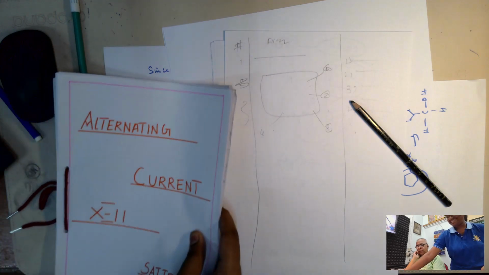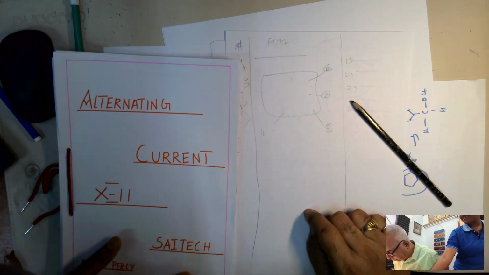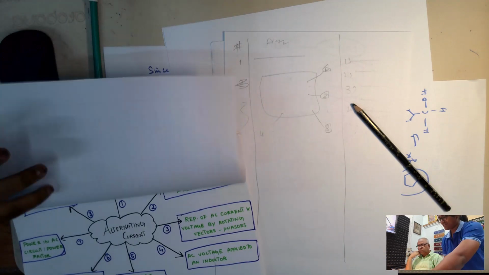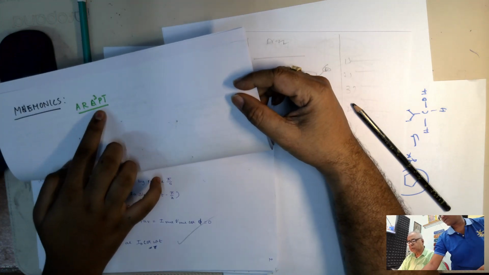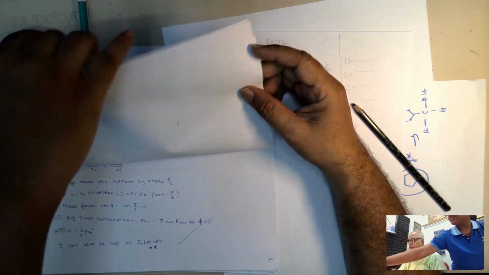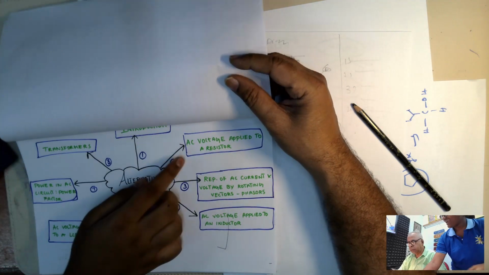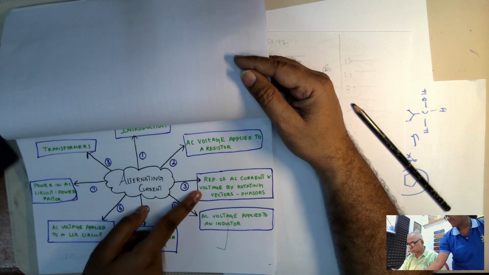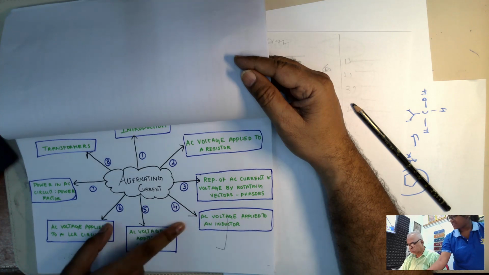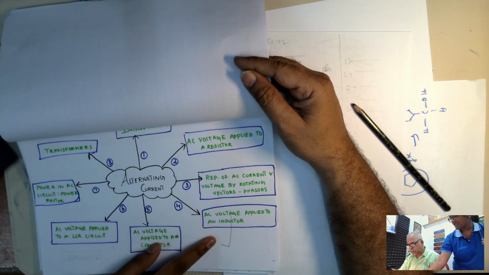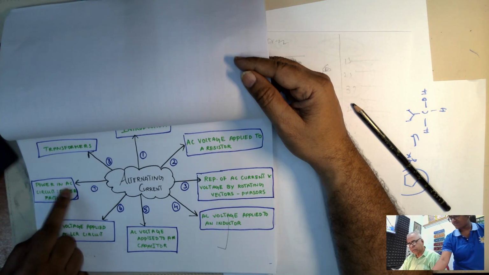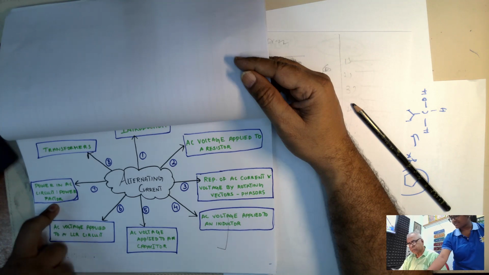If you take it like this, nobody will see. So the first one is topic three mnemonics. This is the whole topic three with the mnemonic. It is AR, A cube, APT. What do you mean by that? Sir, that is the simple way of memorizing. For AC voltage applied to a resistor, representation of AC current and voltage by rotating vectors. And this is triple A, sir: AC voltage applied to an inductor, capacitor, and LCR circuit. Okay, very good. And P represents power in AC circuit, that is power factor. Super.